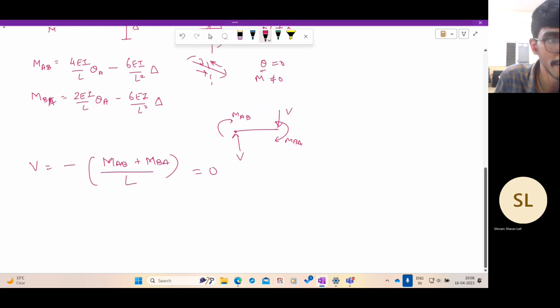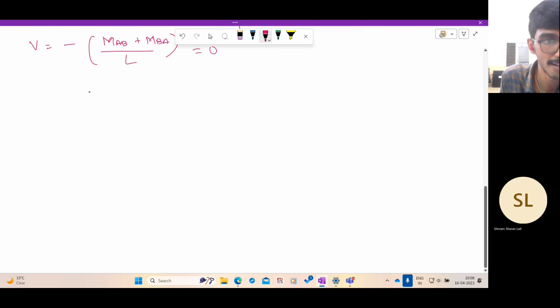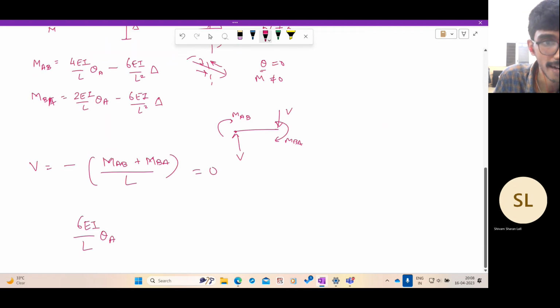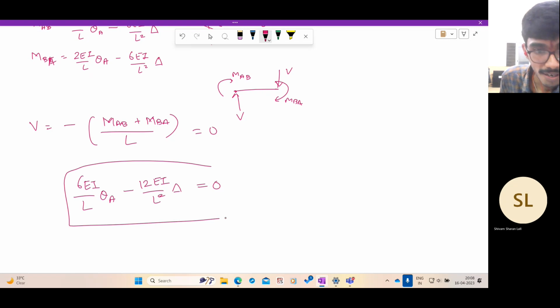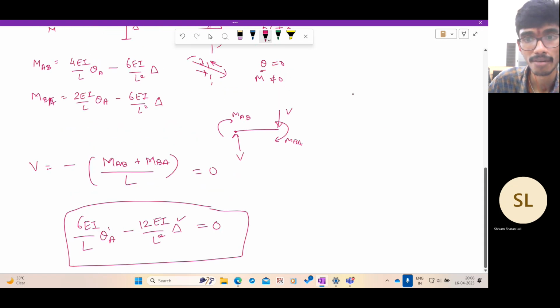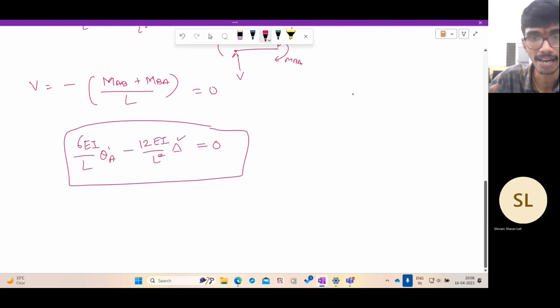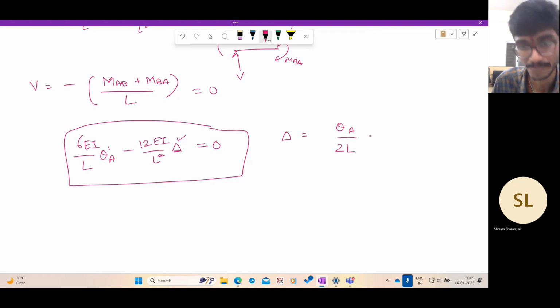Now simply add both. What do you get? 4EI by L plus 2EI by L is 6EI by L. We'll get 6EI by L theta A. And add these two, we'll get minus 12EI by L square delta is equal to 0. Now from this equation, you can eliminate delta, because delta is not easy to use in the moment distribution method. In moment distribution, we lock and unlock the joint rotation. It's okay in slope deflection or displacement methods. So you eliminate delta. So delta is equal to what? You'll get delta is equal to theta A by 2L.